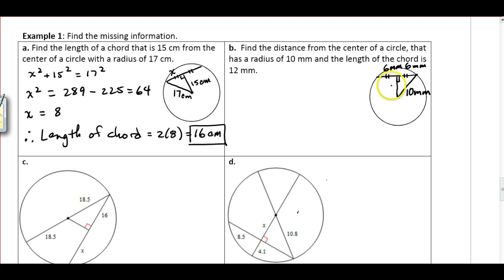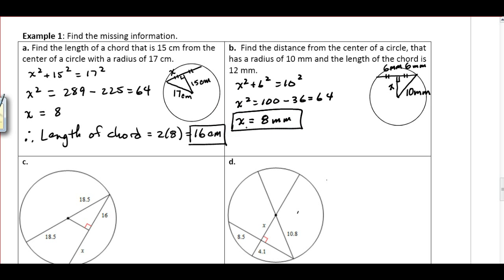Alright, so what we want to do is find the distance, which is that perpendicular distance. And again, I've got a little right triangle, so I'm going to have x squared plus 6 squared is equal to 10 squared. So x squared is going to be 100 minus 36, which is 64. So x is going to equal 8 millimeters. Okay. So the distance from the center to the chord is 8 millimeters.